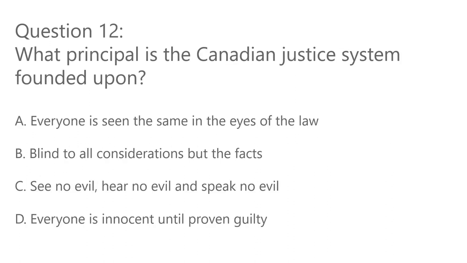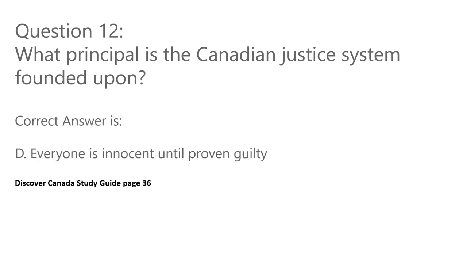Question 12. What principle is the Canadian justice system founded upon? A. Everyone is seen the same in the eyes of the law. B. Blind to all considerations but the facts. C. See no evil, hear no evil and speak no evil. D. Everyone is innocent until proven guilty. Correct answer is D. Everyone is innocent until proven guilty. Discover Canada Study Guide, page 36.